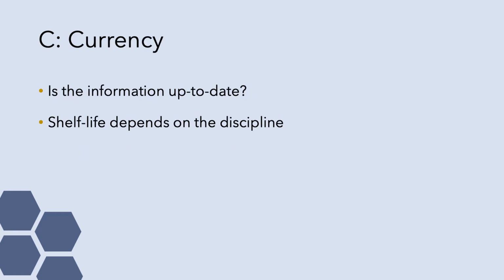C. Currency. What is current varies by discipline. In the sciences, resources have a very short shelf life. In the humanities, research that is 15 or 20 years old can still be current. The most important thing is that you're looking at the most up-to-date research in the field.